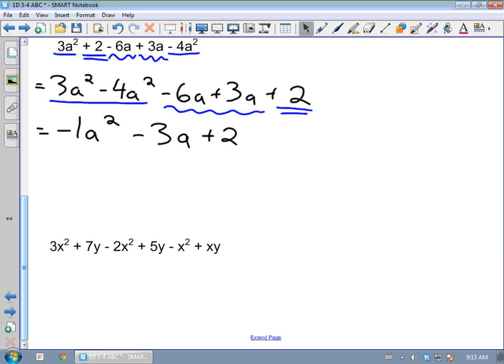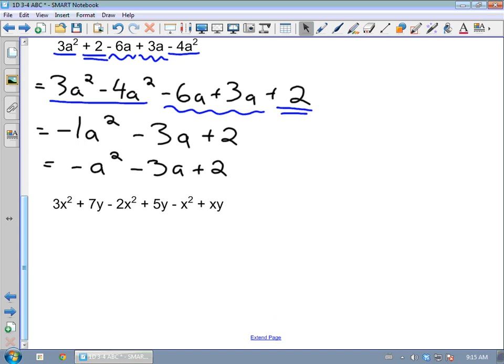Now, if we have a coefficient of 1 or negative 1, we usually don't actually write it down. It's not incorrect, but we usually don't write it. So this we would probably write as negative a squared minus 3a plus 2. Okay.